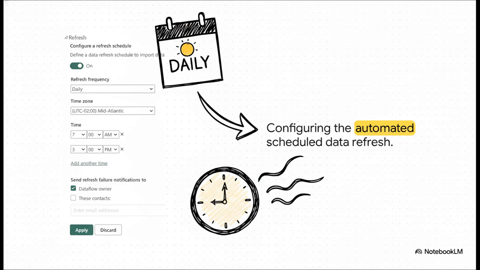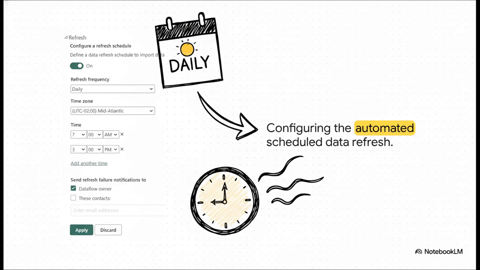We've configured the security, but we also want to completely remove the manual burden of updating this data. By utilizing Power BI service, we can set up an automated, scheduled refresh. We've configured our data flow to automatically pull in the latest inspection data every single day at 8 a.m.